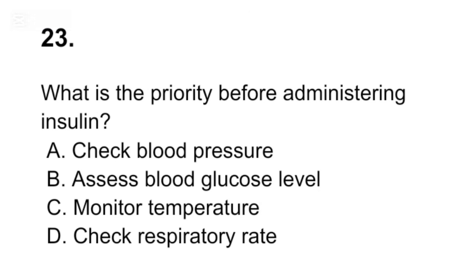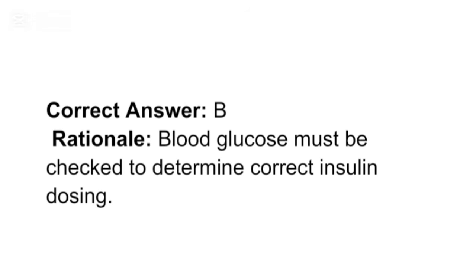23. What is the priority before administering insulin? A. Check blood pressure. B. Assess blood glucose level. C. Monitor temperature. D. Check respiratory rate. Correct answer, B. Rationale: blood glucose must be checked to determine correct insulin dosing.